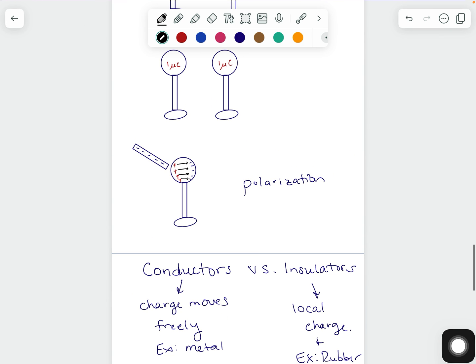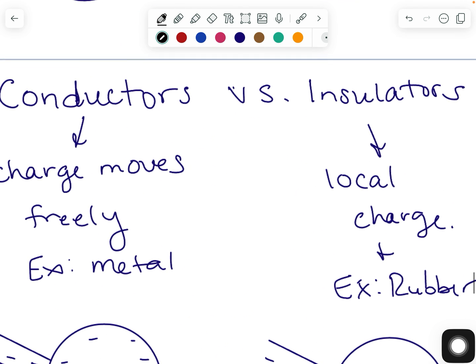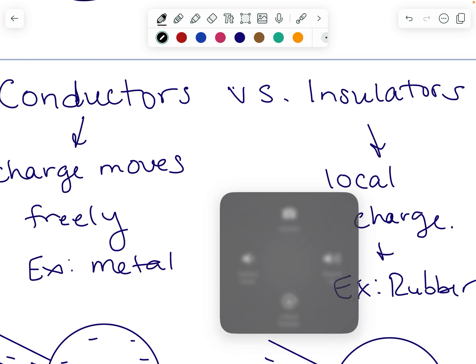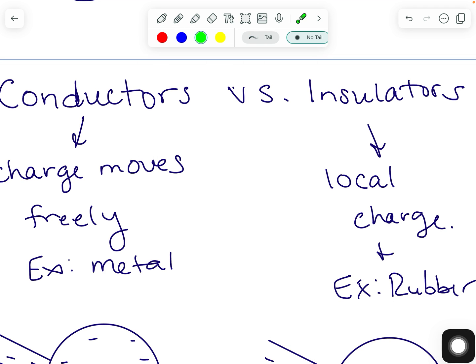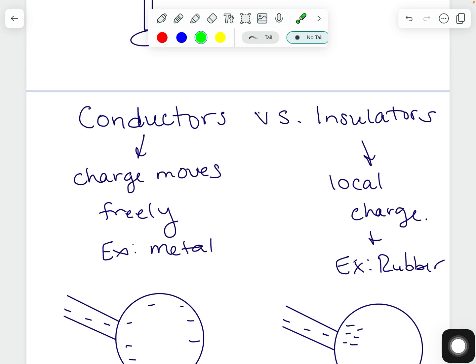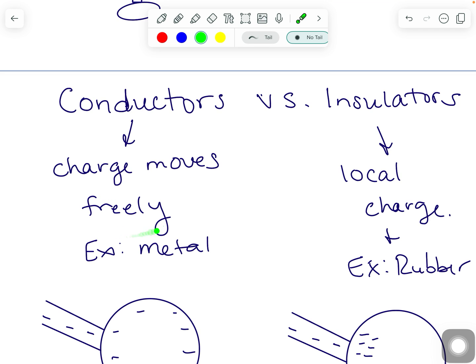If we were touching, 2 different things could happen, right? We have conductors and we have insulators. In conductors, charge moves freely. An example are most metals. And then insulators only become locally charged, so kind of charged like where we touched it. Rubber is an example of this.